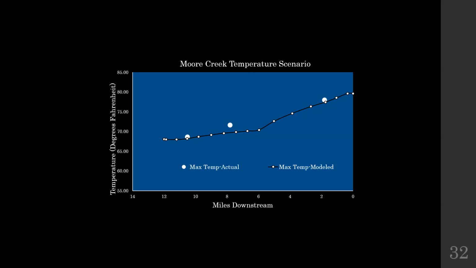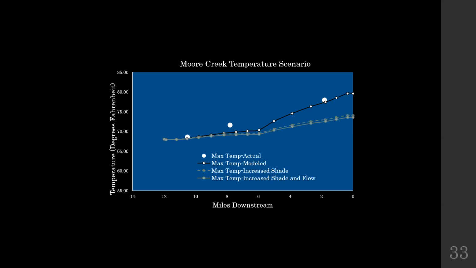Then if we were to put in what we think the shade could be, given some restoration, we can predict that shade would decrease temperature by about 5 degrees, and adding an increase in flow did not have a huge impact on that decreased temperature.